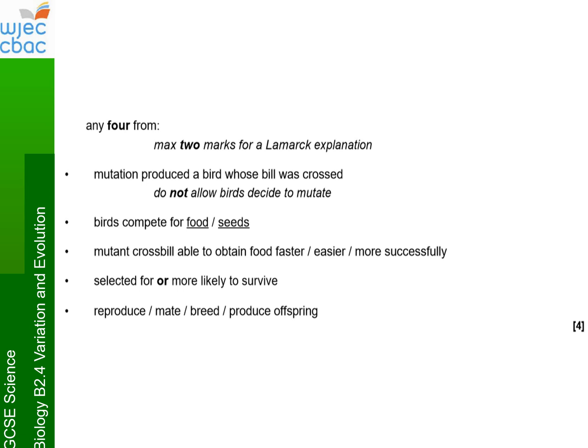So, what they're looking for: if the person has given an explanation with regard to Lamarck, they can only achieve a maximum of 2 marks, but what we're looking for is the full 4. So they've given us a selection of 5 here. First of all, you may have used this word, that there's a mutation that first of all produces a bird whose bill was crossed. Do not allow birds decide to mutate. They don't make the decision. It's completely random mutation. It's due to the genes mixing up or not copying exactly during mitosis and meiosis.